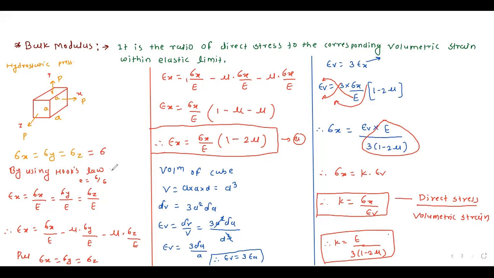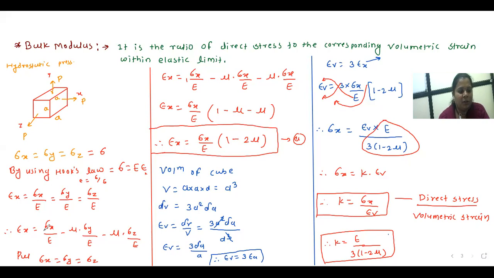So now we will apply Hooke's law. According to Hooke's law, stress is equal to Young's modulus into strain. So here the formula is converted in terms of strain. So epsilon x is equal to sigma x upon E, which is equal to sigma y upon E, which is equal to sigma z upon E. Okay.